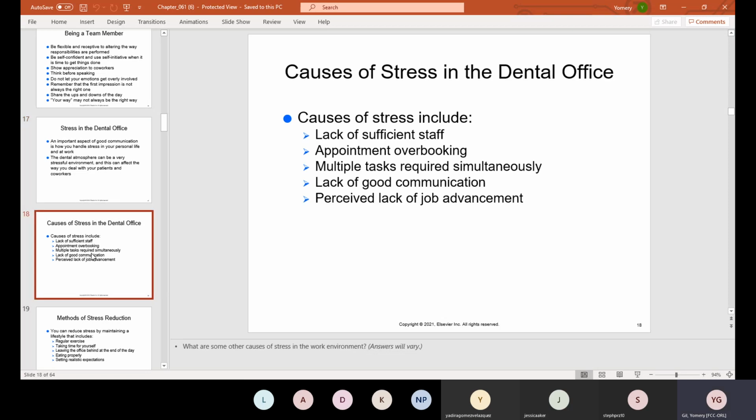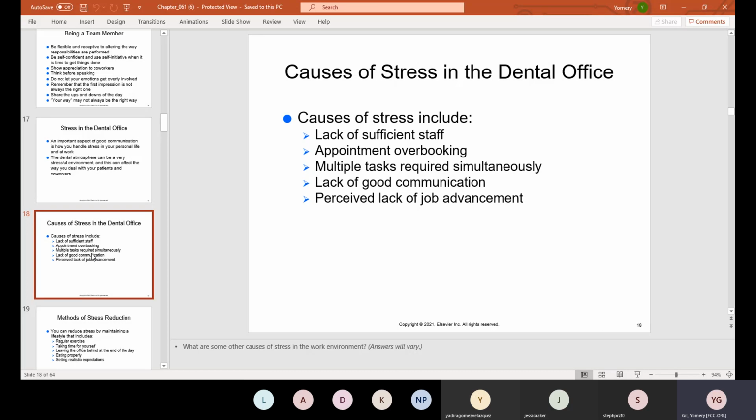Causes of stress in the dental office. Causes of stress include lack of sufficient staff. There will be days where you'll be short-staffed because maybe two people off your team called out for whatever reason, and you're going to have to pick up the slack for those people that are missing. So, appointment overbooking, usually that happens. Usually if you don't work for a private practice, if you work for a corporation type office, you're always going to have appointment overbooking because they want to see the most patients possible. So you will see that a lot.